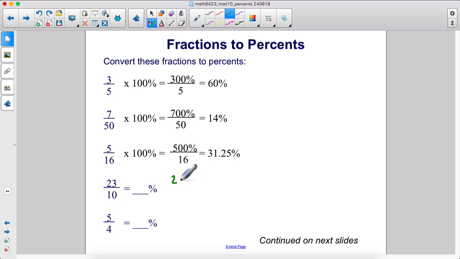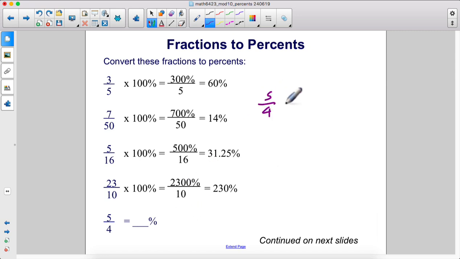23/10. What percentage is that? All right, let's see. 23/10 times 100%. So we add 2 zeros to 23, divided by 10. Well, let's go ahead and cancel out one of those zeros. So it's 230 divided by 1, well, that's just 230%. See how a number that's 23/10, if you do this division, it's more than 1. So you're going to get a percentage that's more than 100.